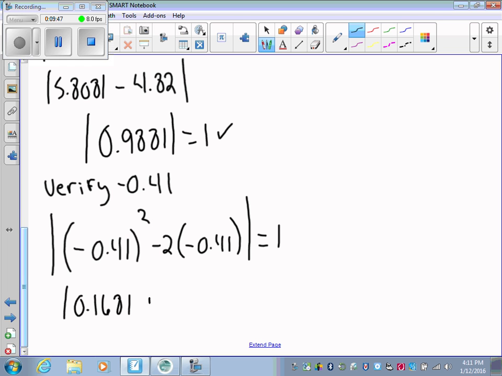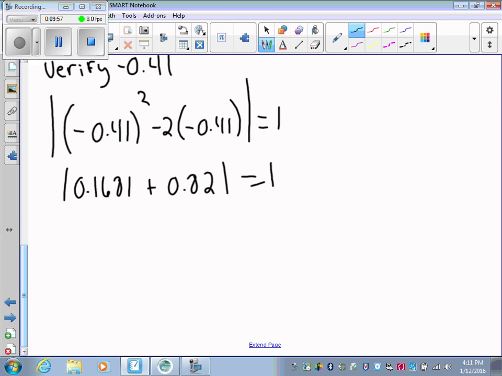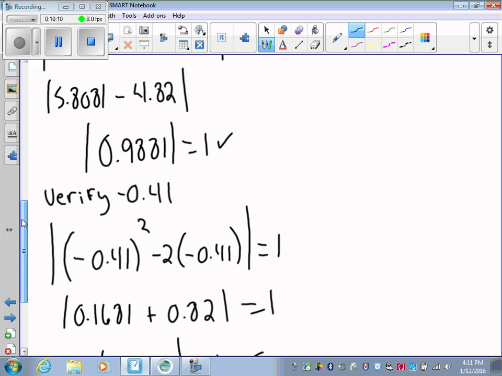0.1681 plus 0.82 should equal 1. And again, you get 0.9881 equals 1. So that's verified as well, fairly accurate.